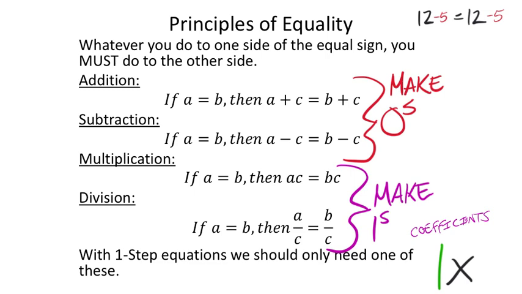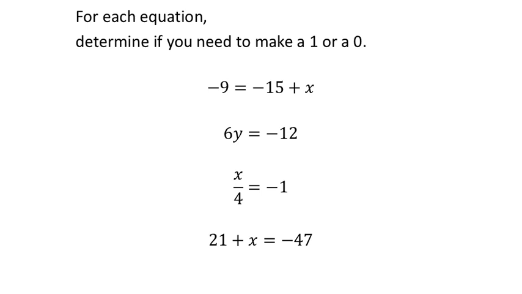So here's the thing. We're going to make zeros, and we'll make 1s. Today, we're looking at just one-step equations. They're called one-step equations because we should only need one of these in order to solve it, or to find a value of x that will make it true. This first slide, we're not actually going to solve any of these. We're just going to determine if we need to make a 1 or a 0 in order to solve it.